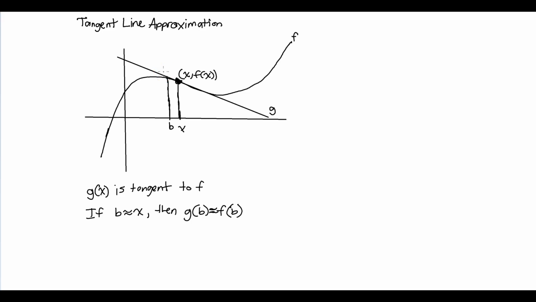If you were to zoom right in, it's our tangent line, then if this is our b and this is g of b, this is f of b, and it's only very slightly different. And you could see this in action if we do some practice.